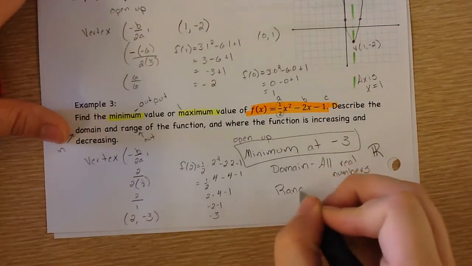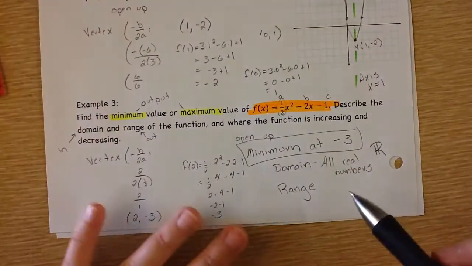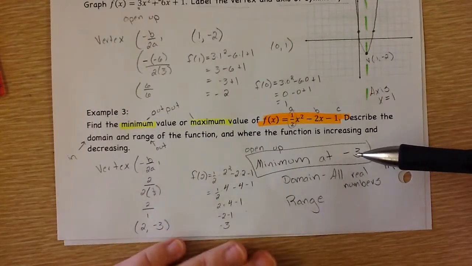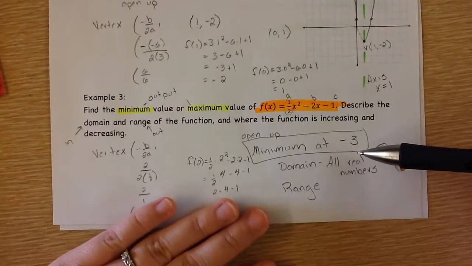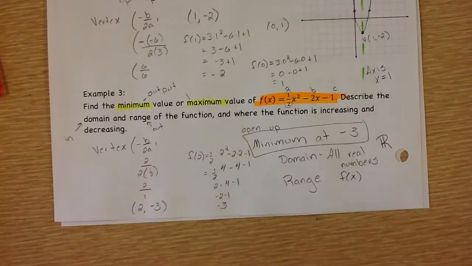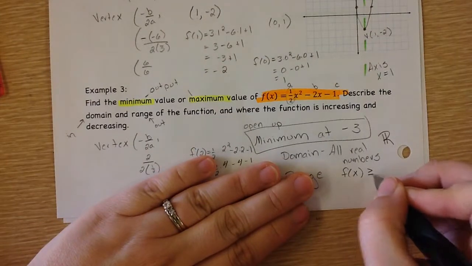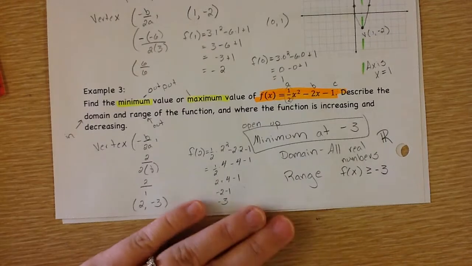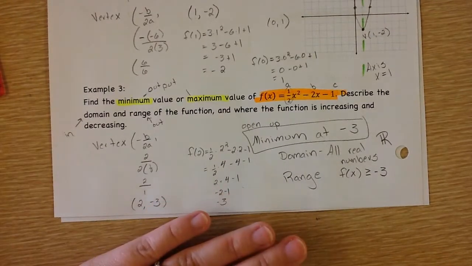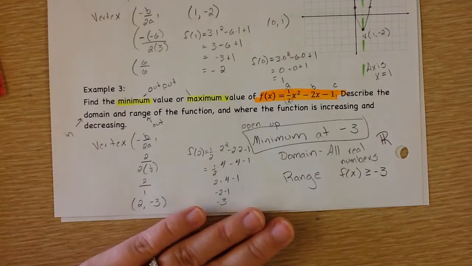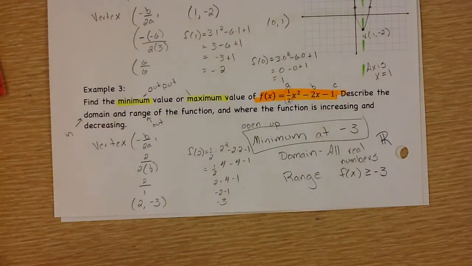But the range in this case, what kind of things can I get out? Well, I can't get out anything smaller than a negative 3. Negative 3 is the smallest I can get. So the stuff that I get out, my f of x's, is all going to have to be bigger than or equal to negative 3. So there's my range. f of x is greater than or equal to negative 3. That's my range. Okay, now we have one other thing we haven't talked about yet.